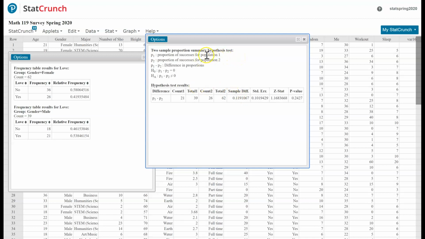Make sure that you tell me what population 1 was, which in this case was males, and population 2 was, which in this case was females. Okay, so that's basically what you do. You then set your alpha, tell me if you reject or not, and then give me a conclusion.